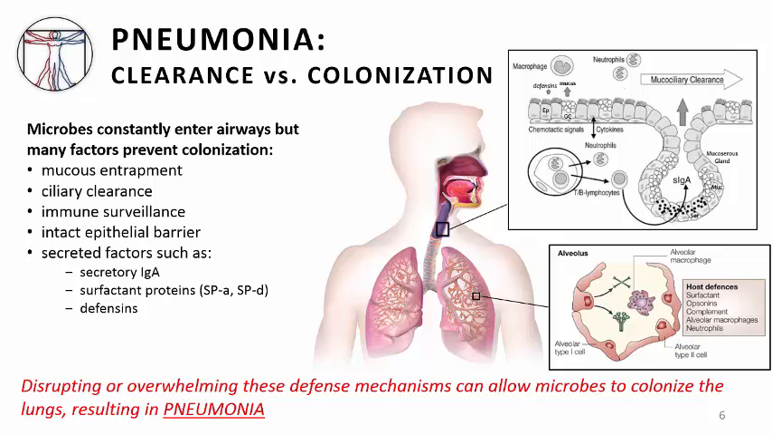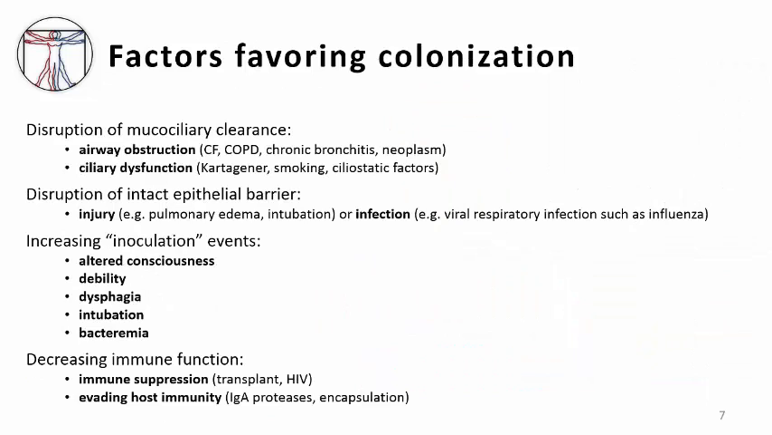Additionally, once pathogens enter into the lower respiratory tract, they will find an intact epithelial barrier in normal patients, and secreted factors such as secretory IgA, surfactant proteins, and defensins provide another important innate mechanism of immunity against invading pathogens. However, these mechanisms can be overwhelmed, or due to injury or other types of immune compromise, microorganisms can actually cause an infection in the lower airways.